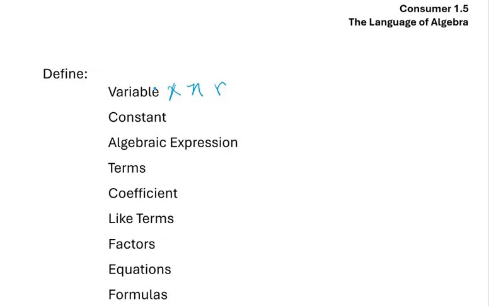A constant, however, is a symbol that's represented by a fixed number. It's a number that we do know. 2, -5, 3.4 are all examples of constant numbers. They're numbers that don't change their value.